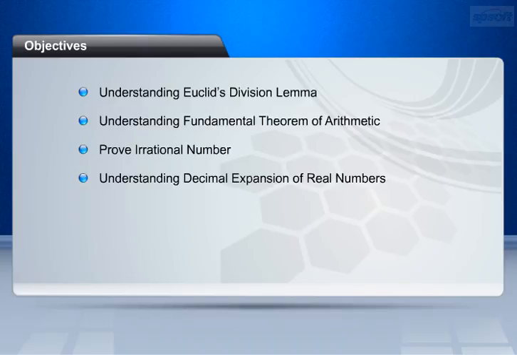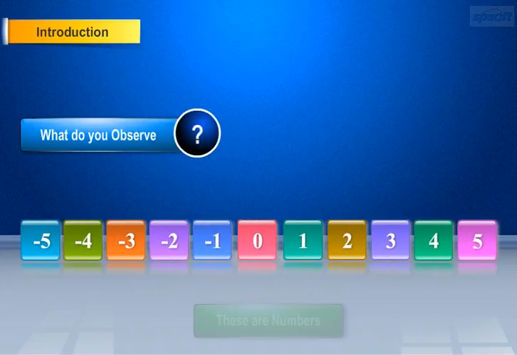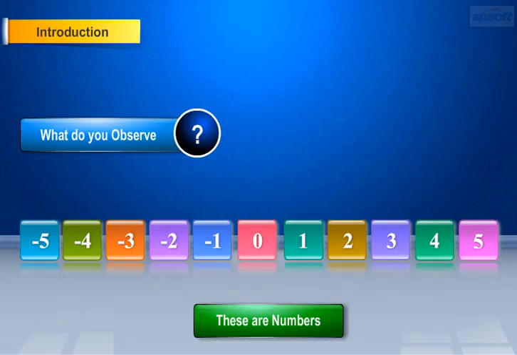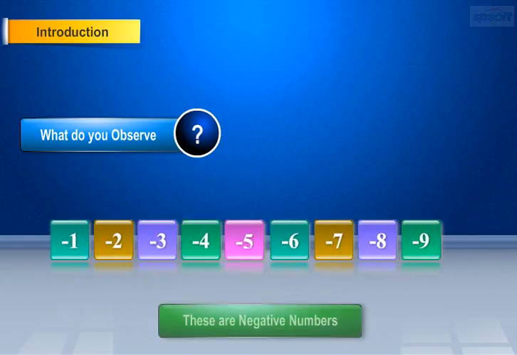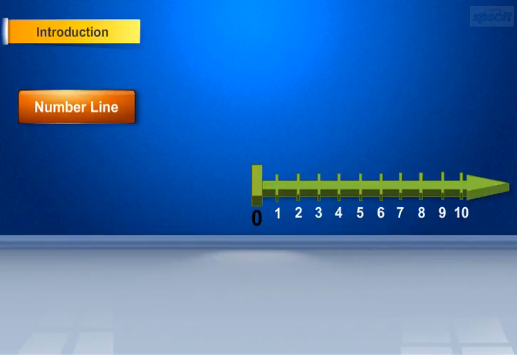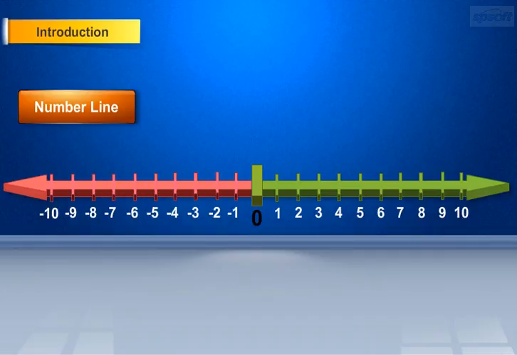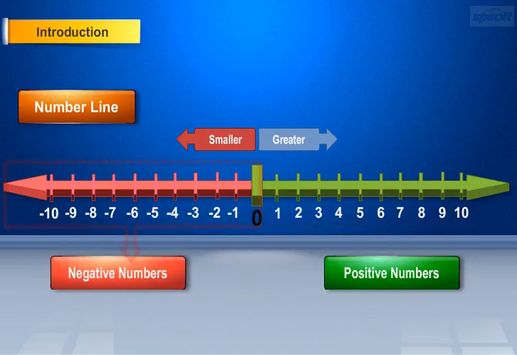Before moving into the current topic, let us recall some of the concepts learnt in your earlier classes. What do you observe? These are numbers. These are positive numbers. These are negative numbers. Now look at the number line. It consists of numbers, which can be extended further to infinite numbers. In this number line, these are positive numbers, that is, the numbers present on right side of 0. And these are negative numbers, that is, the numbers present on left side of 0.